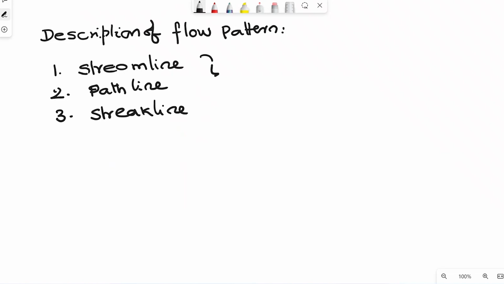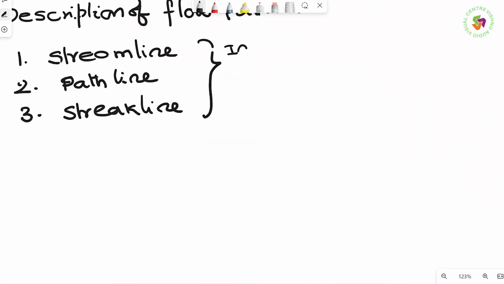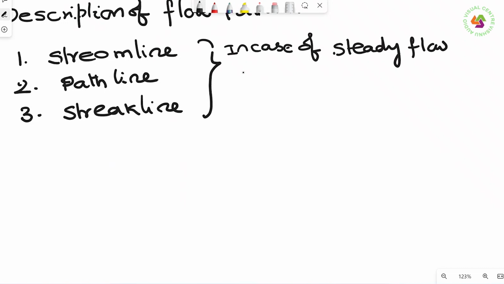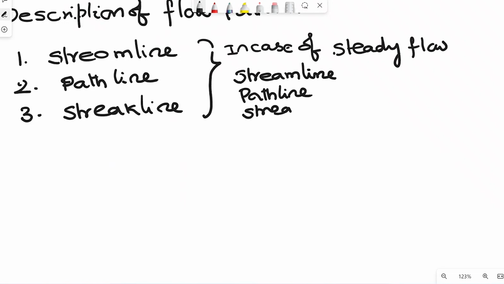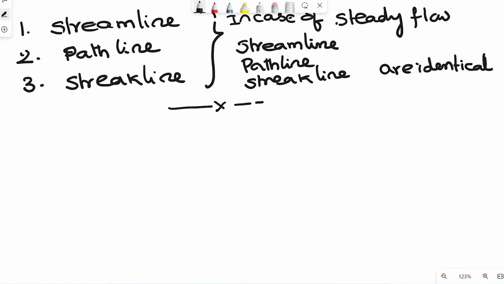Before explaining all these three, kindly note that in case of steady flow, streamline, path line, and streak line are identical, one and the same. Only in case of unsteady flow do they differ from one another. Now let us slowly define each one of them.